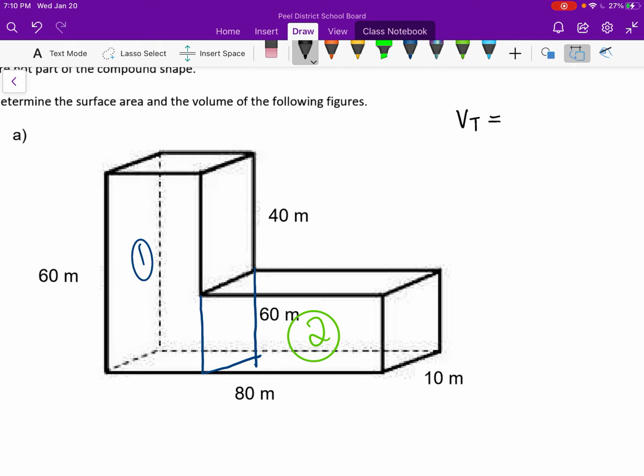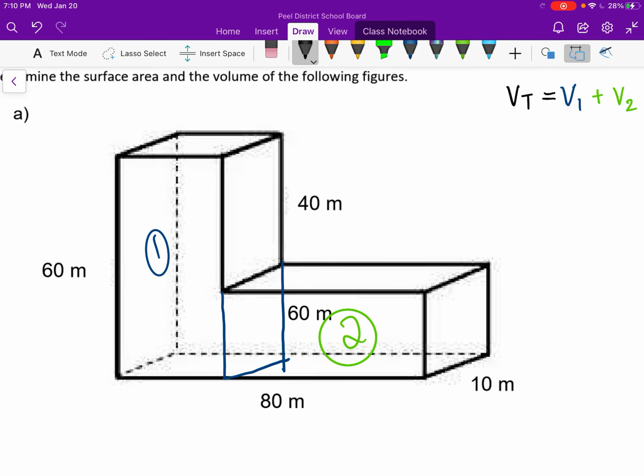Right, so I know that the total volume of this thing is going to equal V1, the volume of box 1, which is the blue box, plus the volume of box 2, which is the green box. Need to do a little bit of investigating here and say, all right, I have 60 as my length here, or my height. We'll say that's my height. I know that my width is going to be this bottom portion. How I can find that is I know the entire bottom portion is 80, and I know that up until here it's 60. So I can determine by doing 80 minus 60 that this is going to be 20.